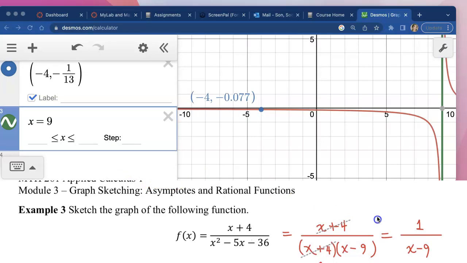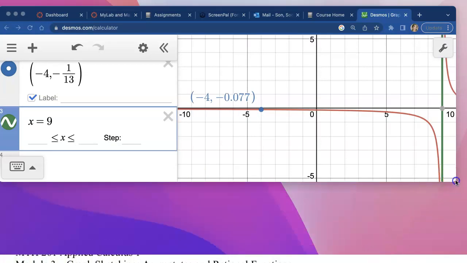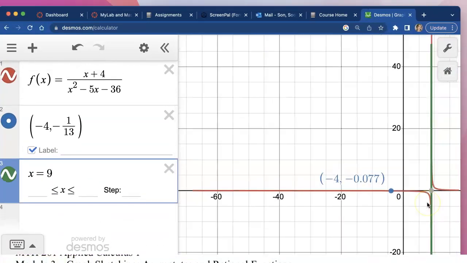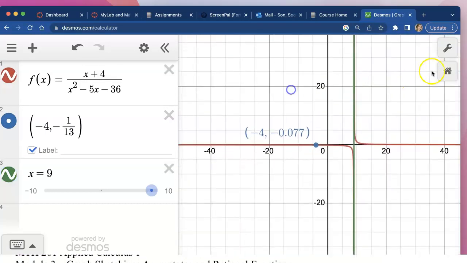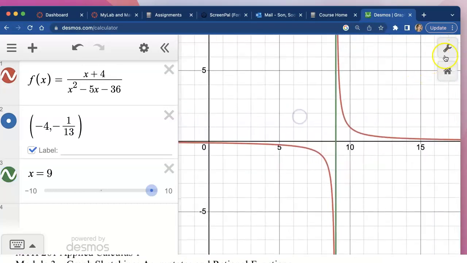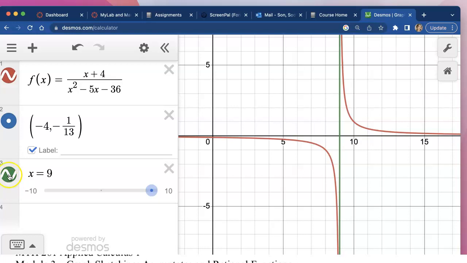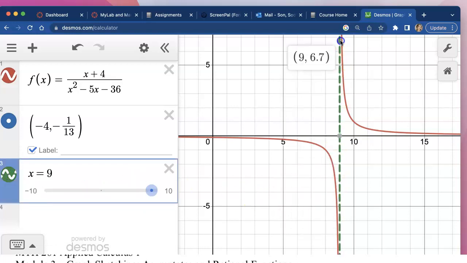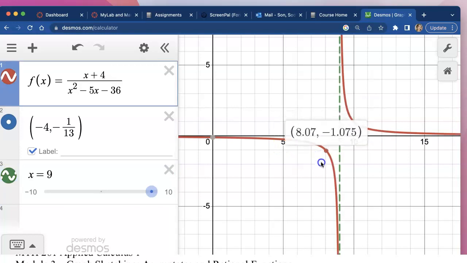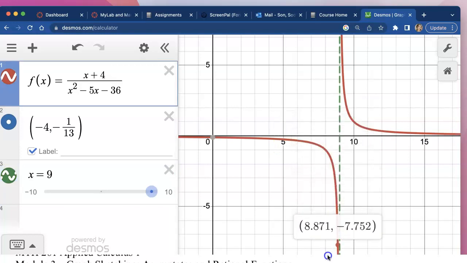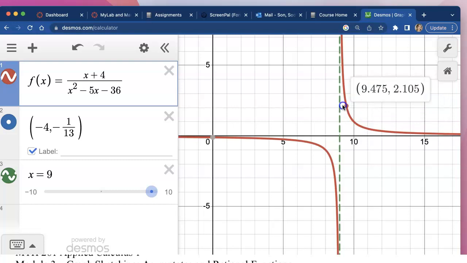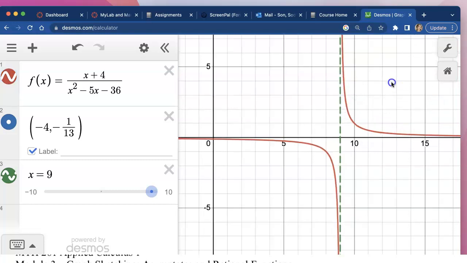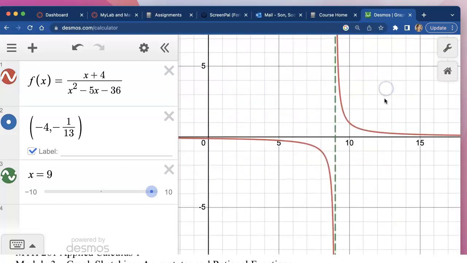So let's see, I'm going to zoom out and show you more graph. Okay, so I think we got the vertical asymptote right. You see that green dotted line? The graph is decreasing infinitely to negative infinity on one side, and the graph is increasing to positive infinity on the other. So we have that vertical asymptote right there.